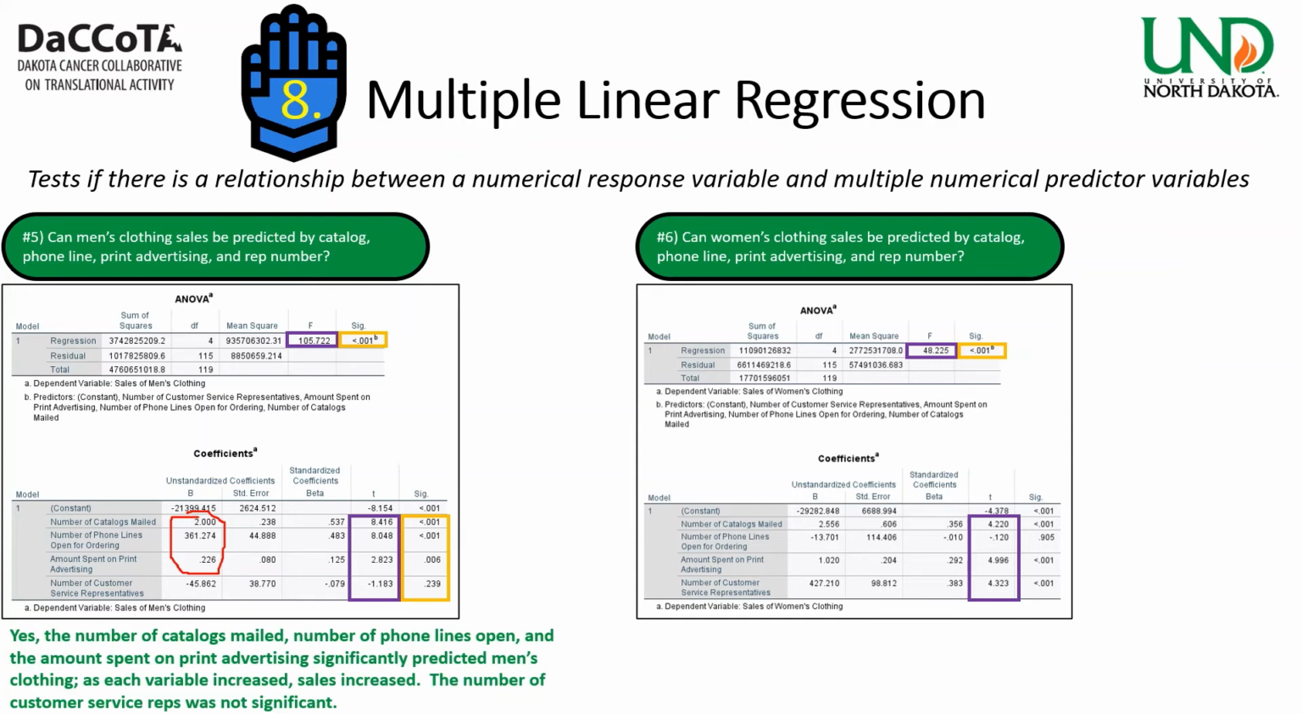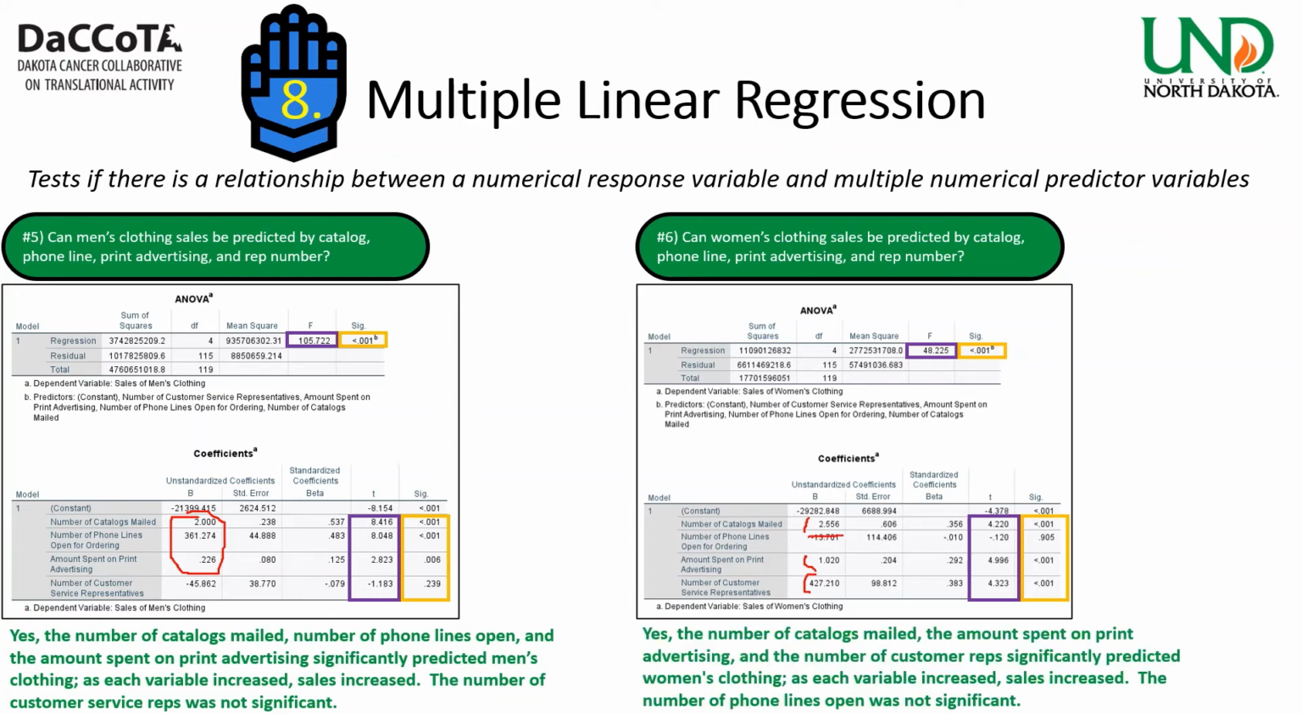Now looking at women's for the same sort of thing, this is again significant, though it's interesting to note that while customer service representatives, catalogs, and amounts spent on print were significant, phone lines, the number of phone lines open, were not. Again, these were all positive associations between sales and those numbers.